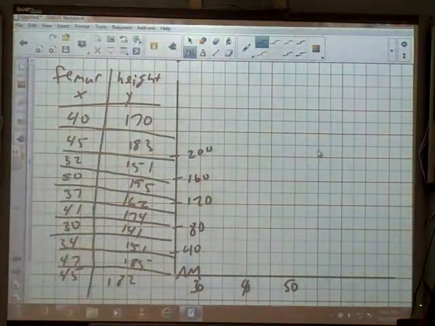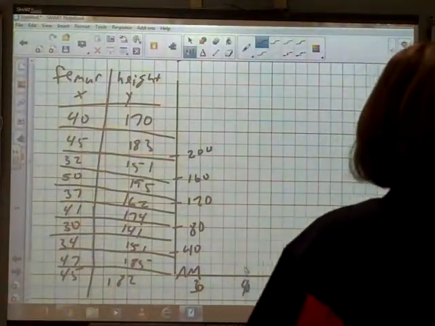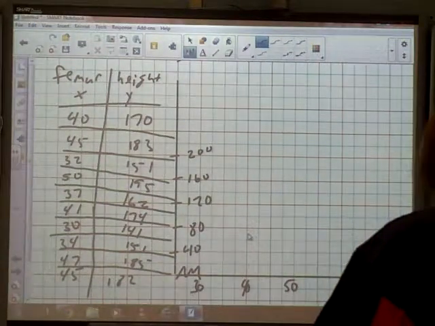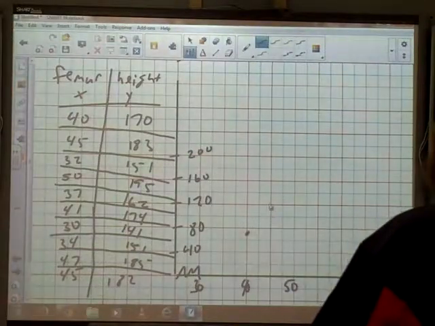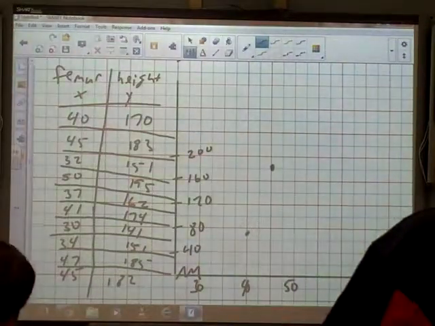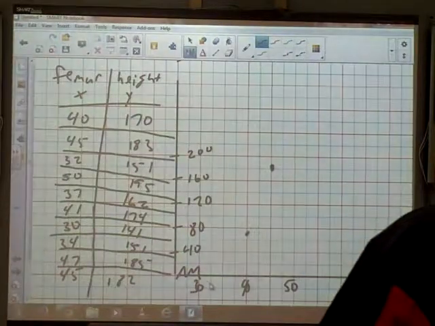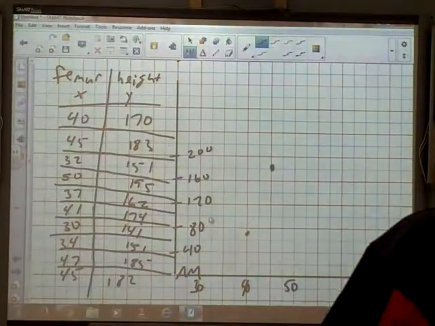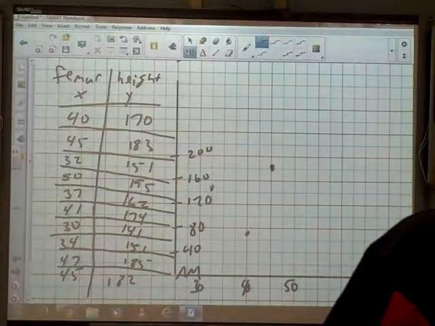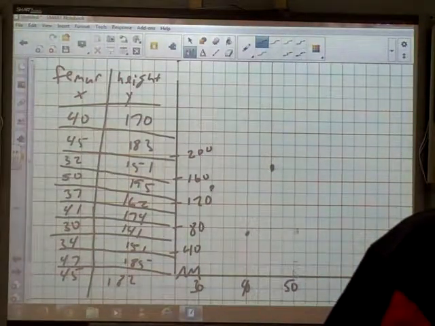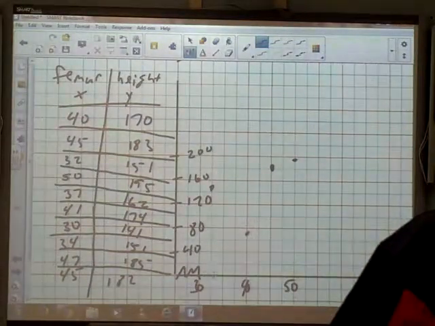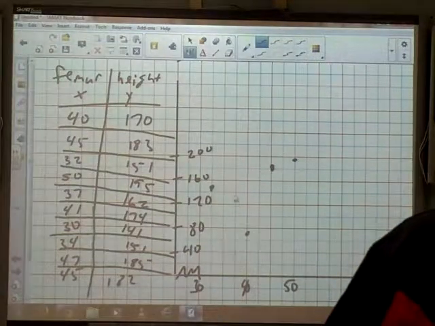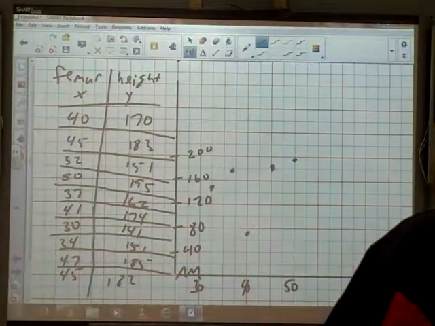Okay, so we're just going to go down the chart, start plotting all the points there. I got to go for that first one over 40 and up to 70. And since we're estimating here, this is not going to be exact. My second one over 45 up to 183. Okay, y'all plot y'alls. 32, 151, 50, 195, 37. Would y'all like me to quit talking so you can do yours, huh?